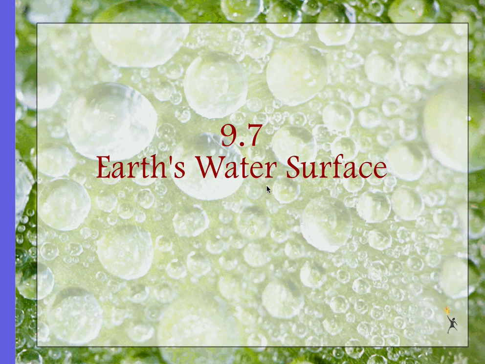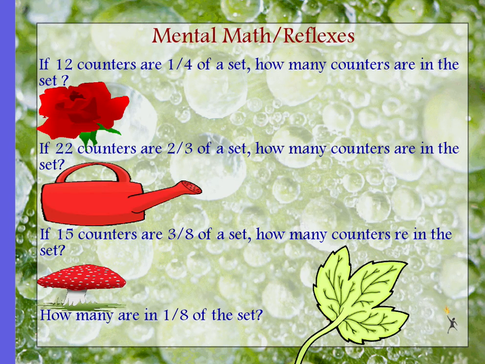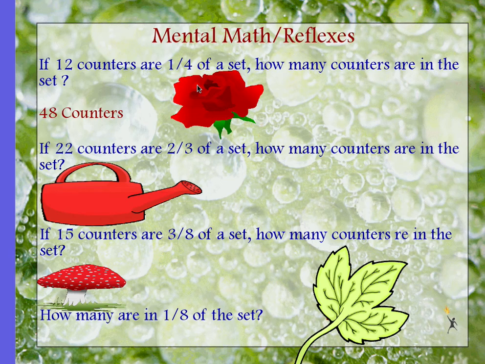Which is going to be an American tour type of a lesson where we're going to be examining the Earth's water surface. First, to start out warming up our brain, if there are 12 counters, 1/4 of the set, how many are in the entire set? So if you can imagine 12 plus 12 plus 12 plus 12 to get us to 48.